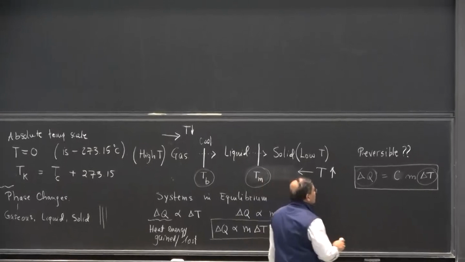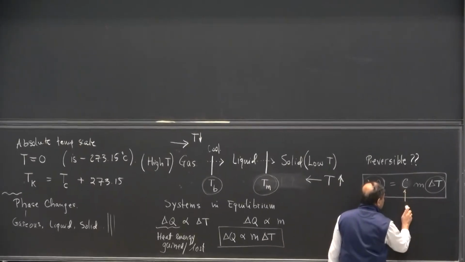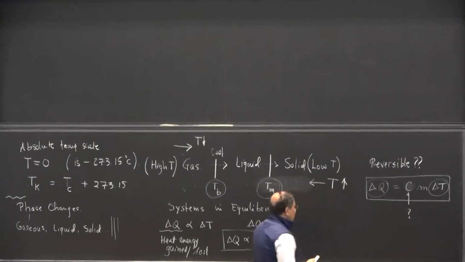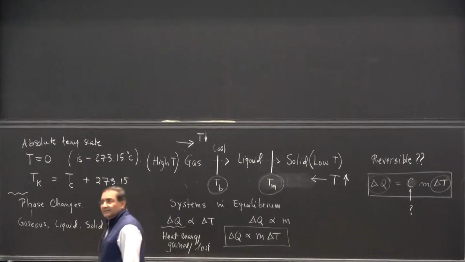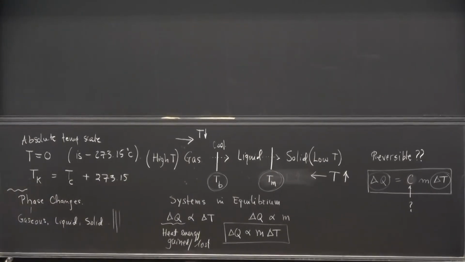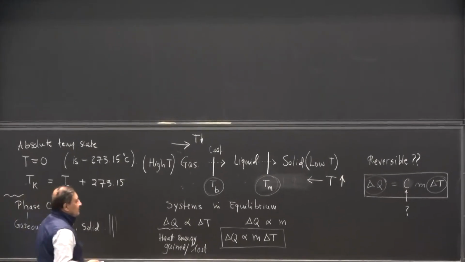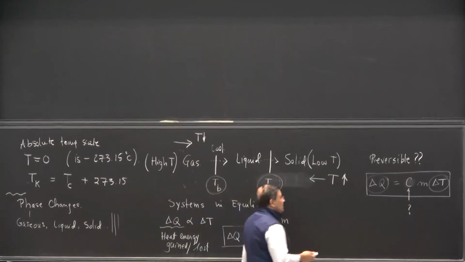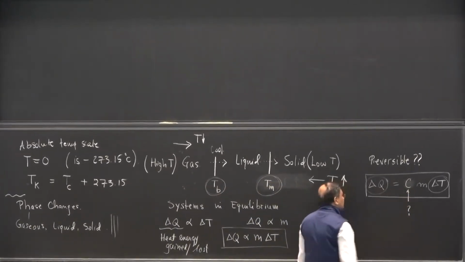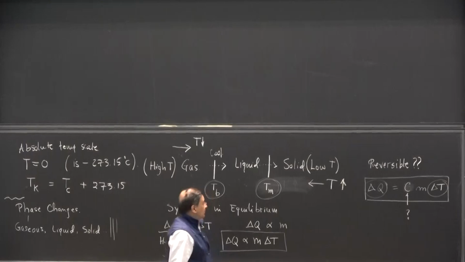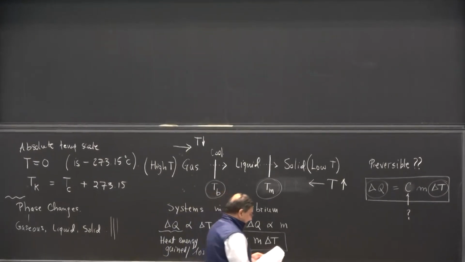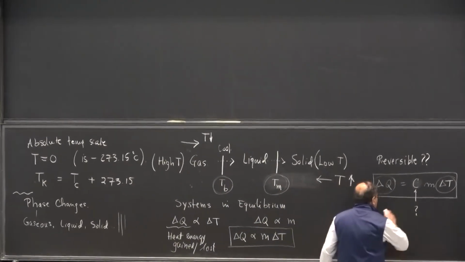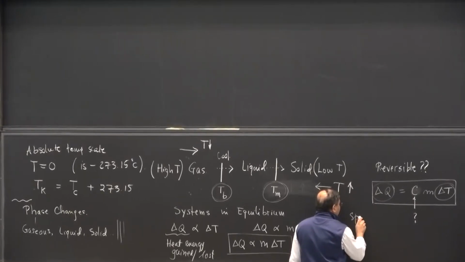So what is this constant C is the question. Clearly, I hope I have convinced you that this is an important constant, right? For any material, this is an important constant because it controls how much heat can be absorbed or may not be absorbed. So this constant has a name. It's called specific heat capacity.